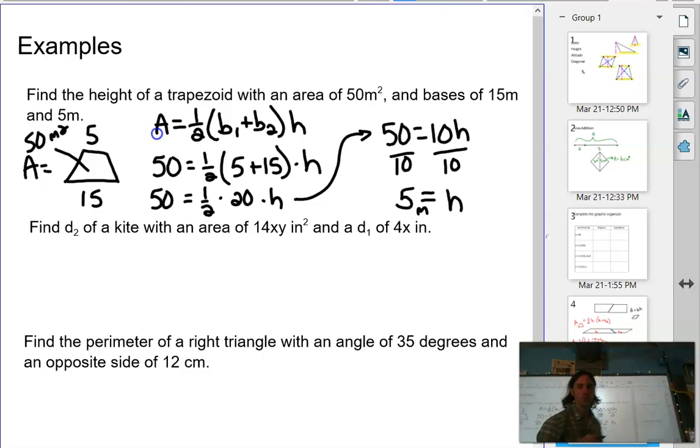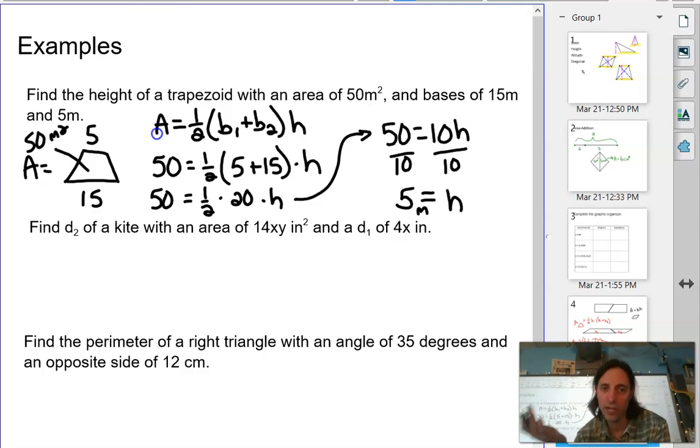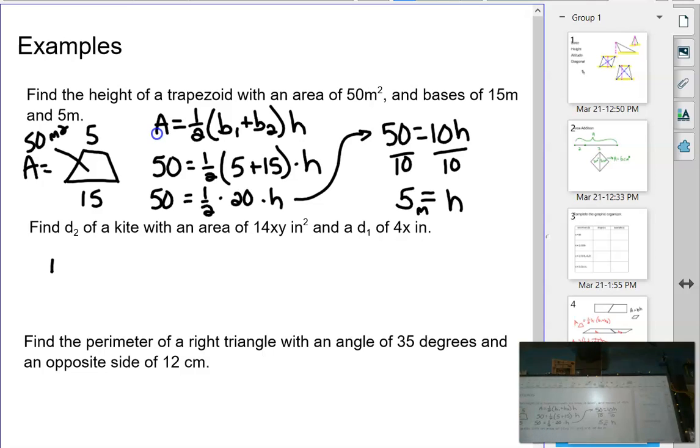There you go. Number two, find D2 or diagonal 2 of a kite with an area of 14xy inches squared, variables and numbers, and a D1 of 4x inches? Well, don't freak out. Treat it the same way. Okay, I'm dealing with a kite. How do you find the area of a kite? Area of a kite equals 1/2 D1 D2.